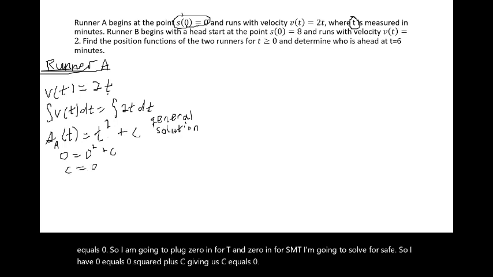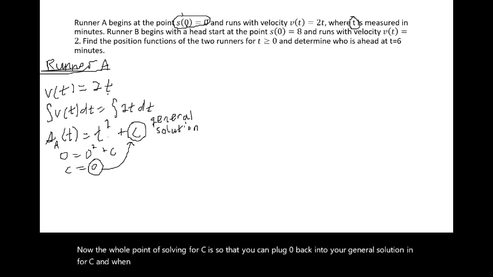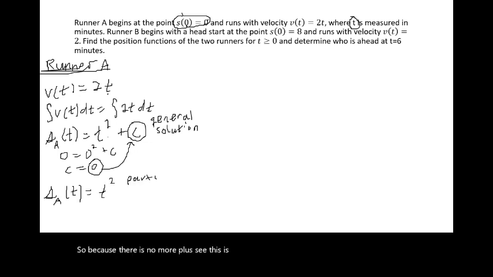Now the whole point of solving for c is so that you can plug 0 back into your general solution in for c, and when you plug 0 back in for c in your general solution, you are going to get your particular solution. So the position function for runner A is going to equal t squared. Because there is no more plus c, this is our particular solution.